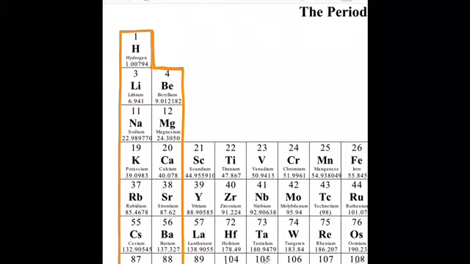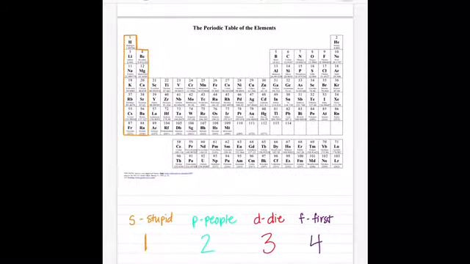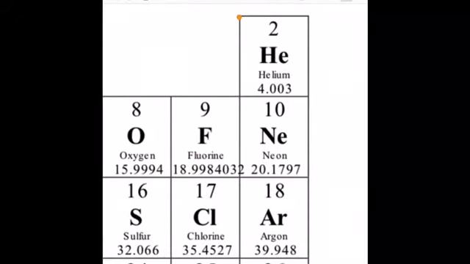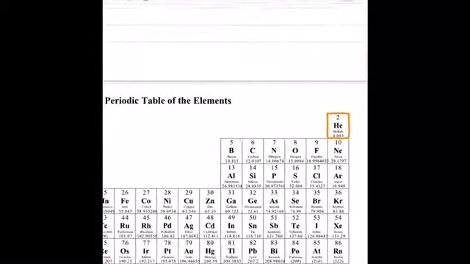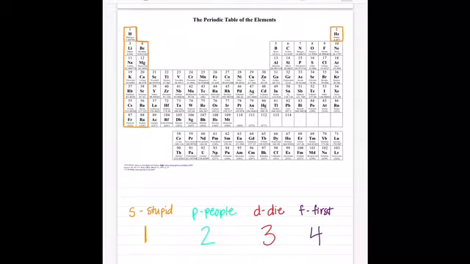Okay, so in my labels, I made S orange. So this is S block, but there is the exception. Helium is part of S block. So we also need to make sure that we say that helium is part of S block. Go ahead and take a couple of seconds to do that. This is what it looks like. That is S block, and we made orange S. Go ahead and take a second to do that. Pause the video if you have to.